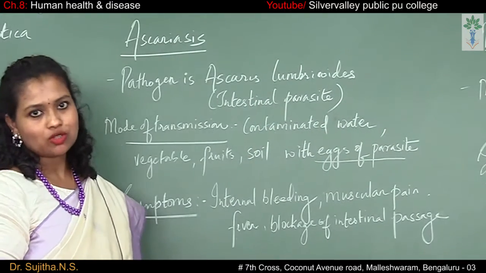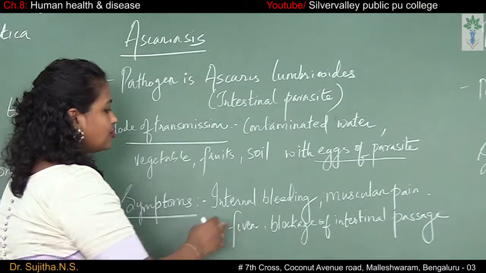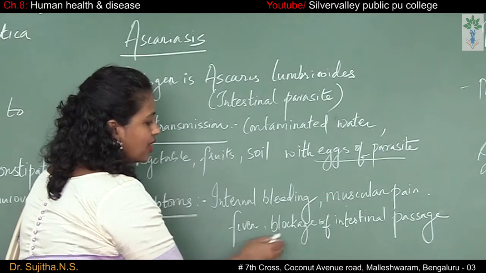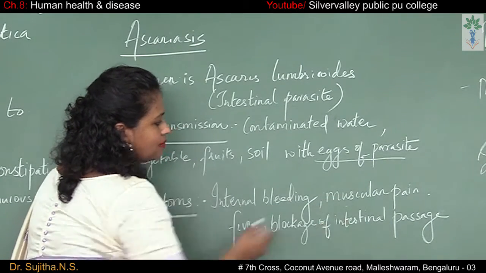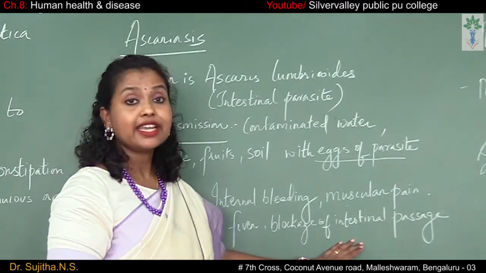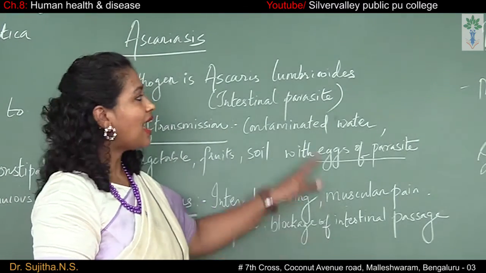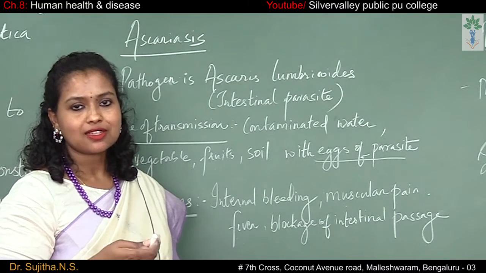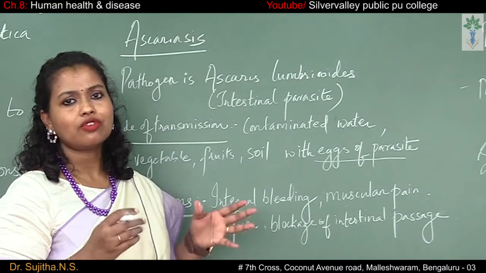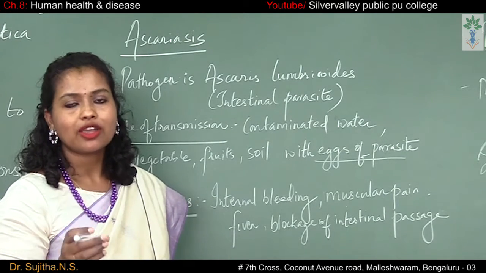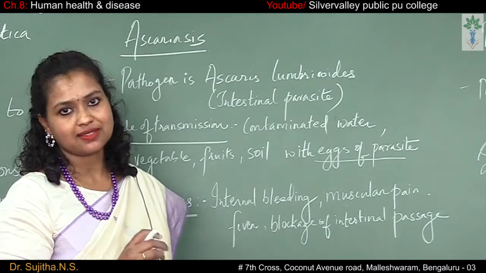The symptoms of this disease are internal bleeding, muscular pain, fever, and blockage of the intestinal passage. The intestinal passage gets blocked because of Ascaris lumbricoides. There is a continuous reproduction, as a result of which there will be a deposition of lots of Ascaris lumbricoides, which results in the blockage of the intestinal passage.